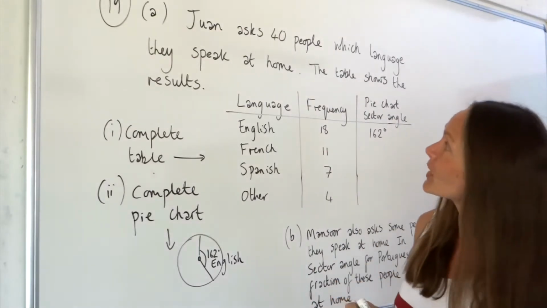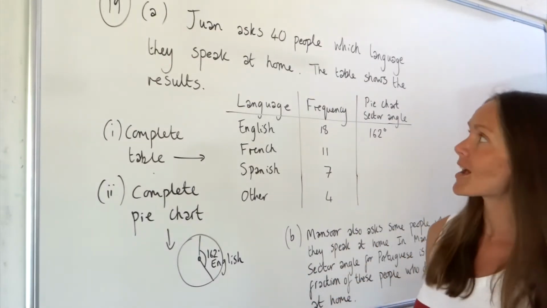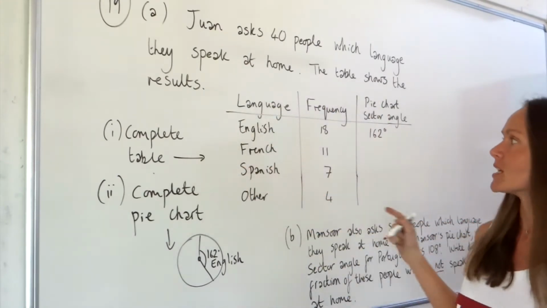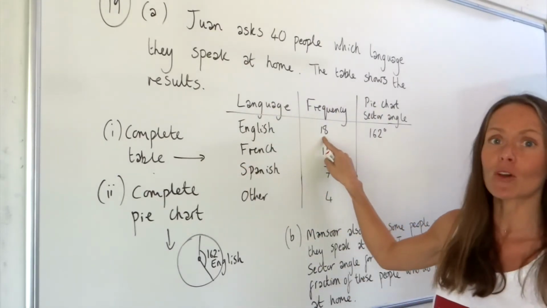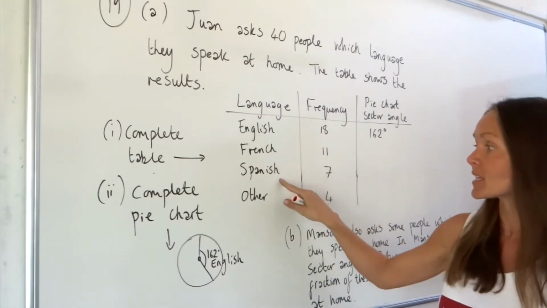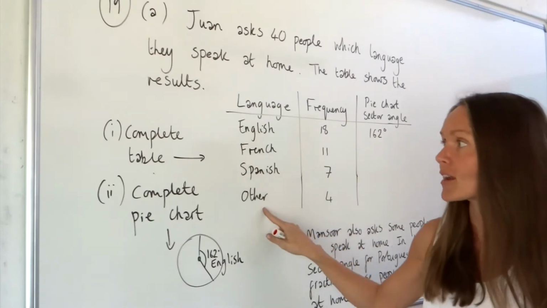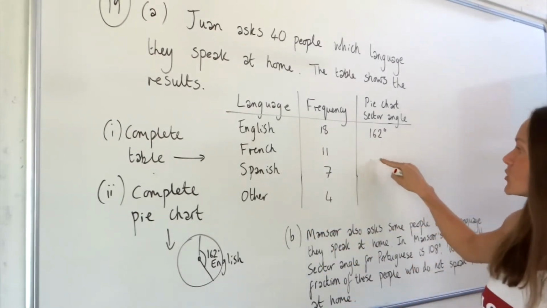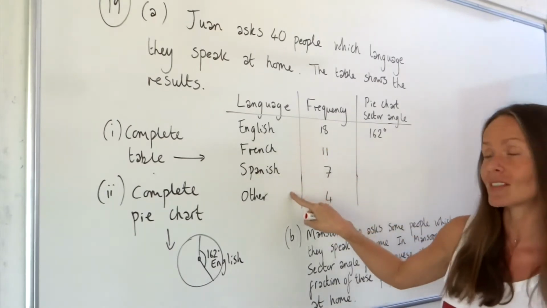19, one asks 40 people which language they speak at home, and here are the results in this table here. So 18 out of those 40 speak English, 11 speak French, 7 speak Spanish, and 4 speak another language. So we have to complete the table. We have to work out the degrees for these languages here.